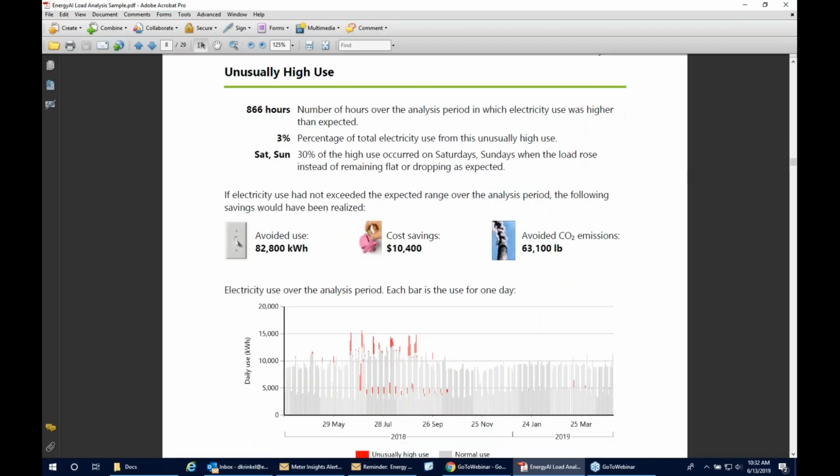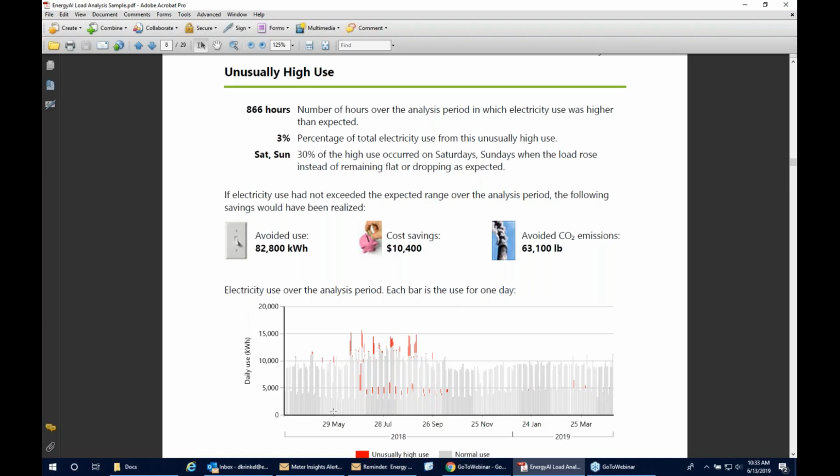Our next section is unusually high use. Basically, after we use the weather adjustment, we use seasonal adjustments, which we'll look at in a minute, all to normalize the baseline for a given day of the week and a given hour of the day. And then we say, okay, when does the actual usage go over that expected use range, or over that baseline range? And that's what we're seeing here.